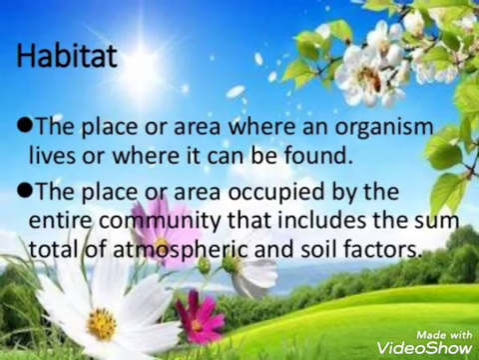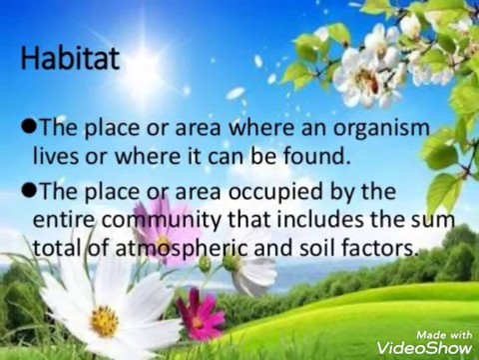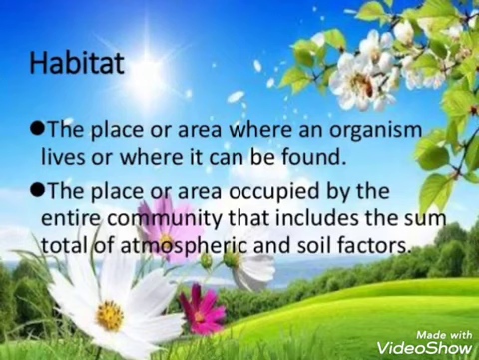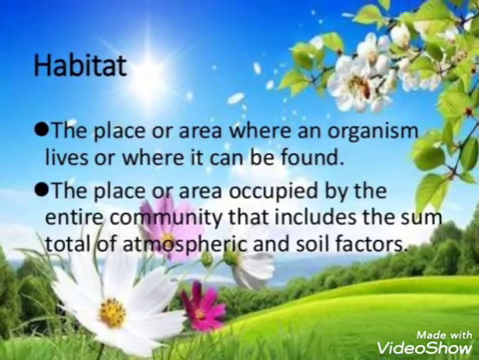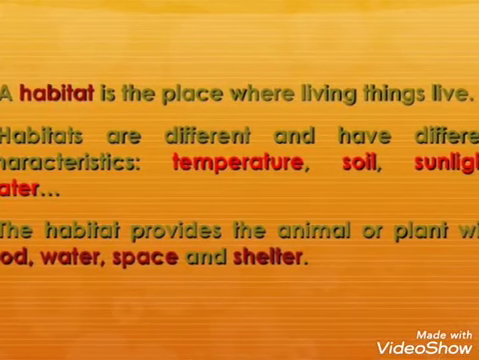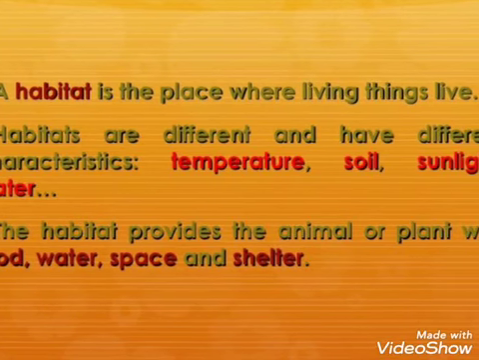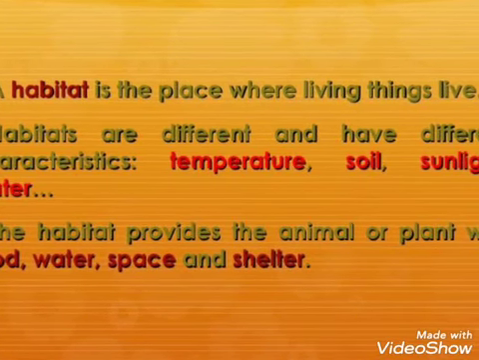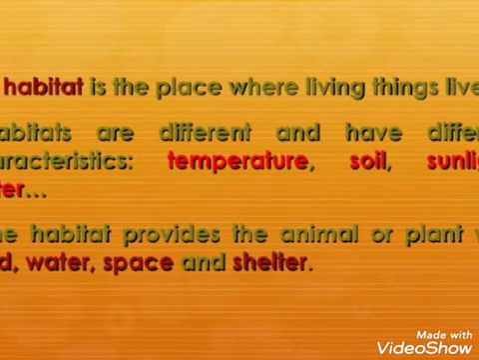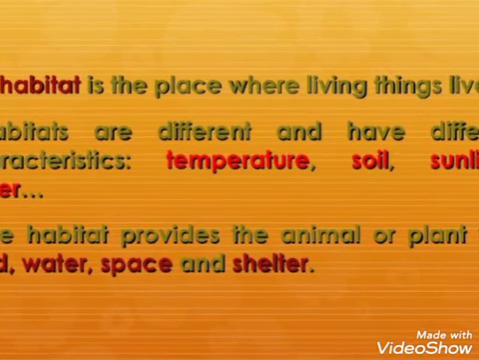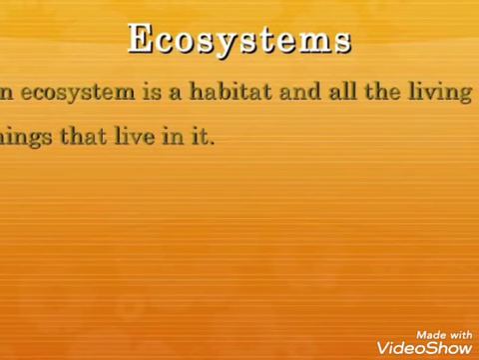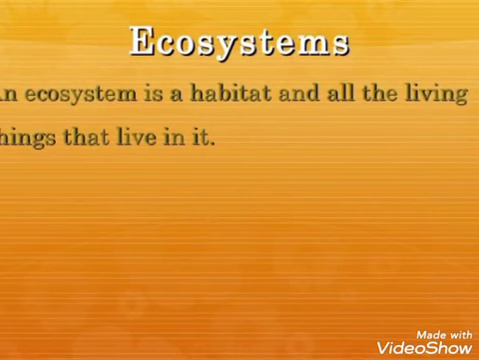The place or area where an organism lives or where it can be found is known as its habitat. The place or area occupied by the entire community, that includes the sum total of atmospheric and soil factors, forms our habitat. So we get this definition: habitat provides food, water, air, light, shelter, and a place for breeding to the plants as well as the animals that live there. It provides all the things that are necessary for livelihood.